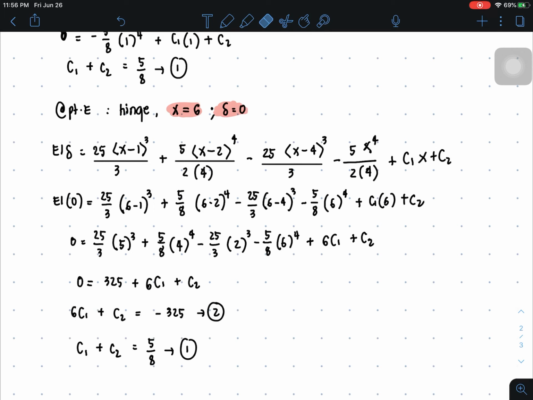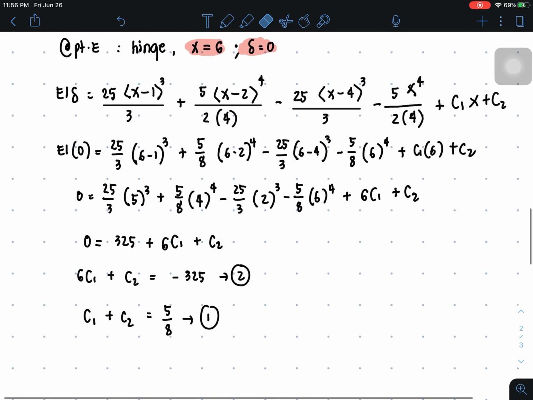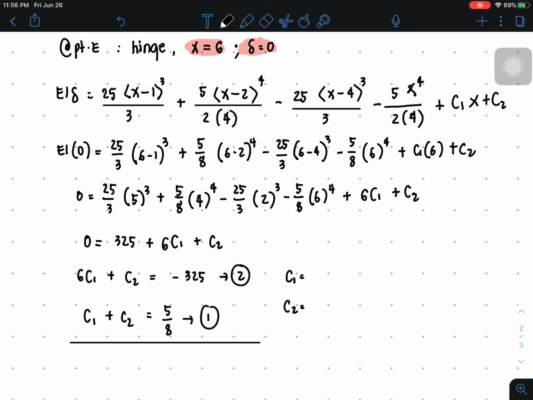So ato sa ni siyang diliton kay wa na siya labot. Together with that, pwede na nato siya ma-solve ang value sa atong C1 and C2 by elimination or substitution or by calculator. So C1 value and C2 value. So i-prepare imong calcu.